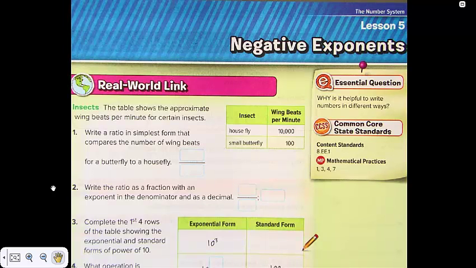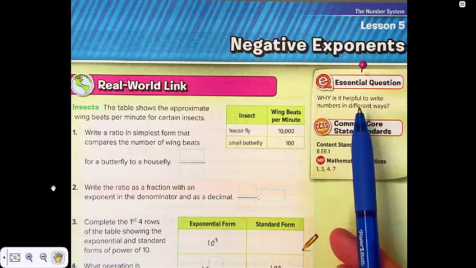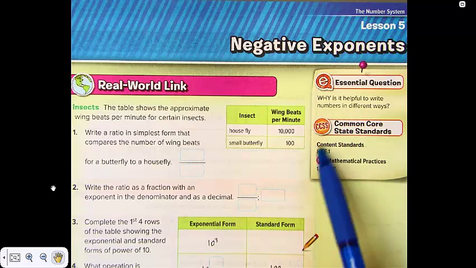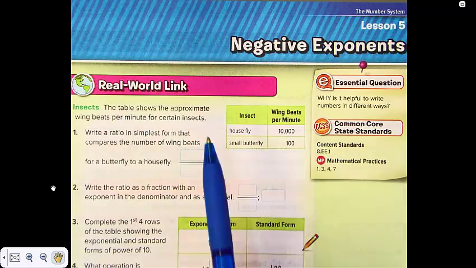We're going to continue on in our book on lesson 5, talking about negative exponents. And again, we're focusing on why is it helpful to write numbers in a different way? Why is it helpful to be able to identify rational and irrational numbers?